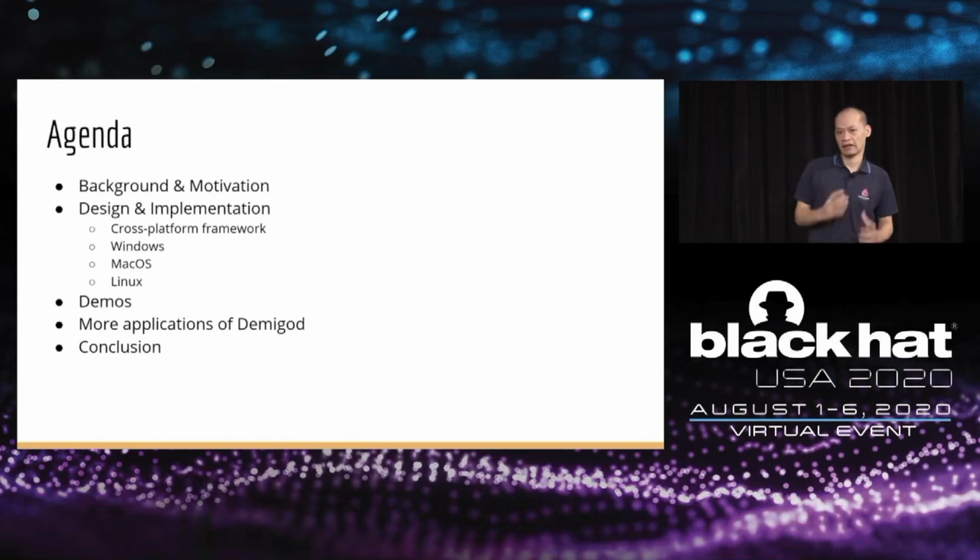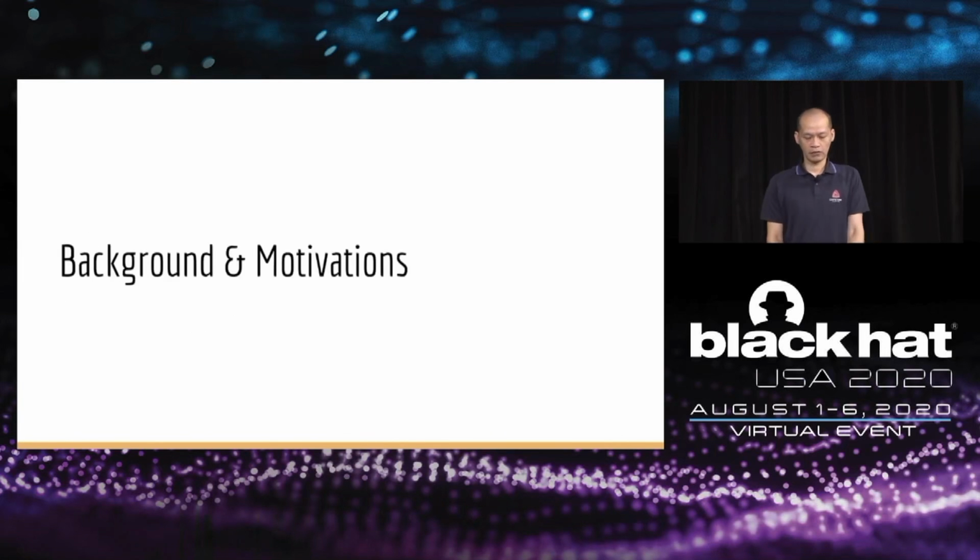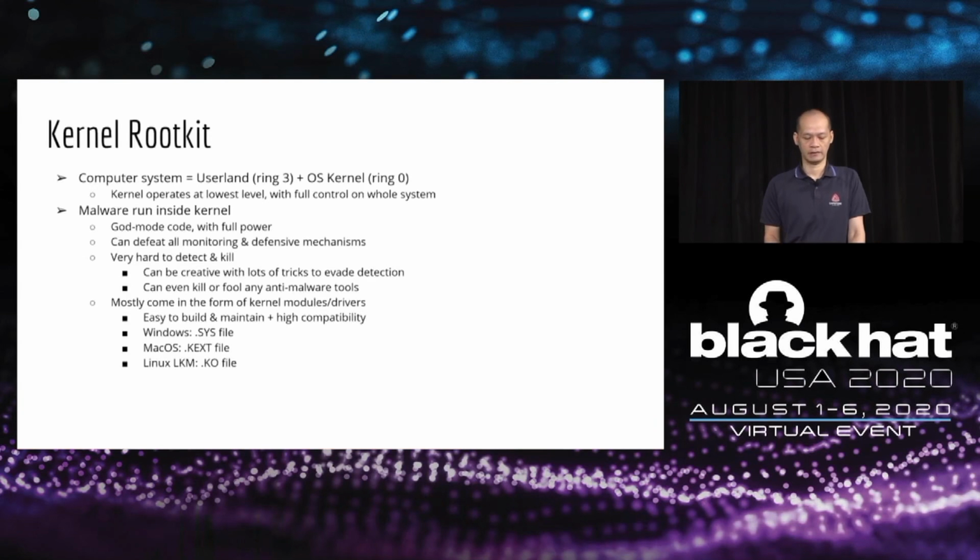Okay, first we look at the background and motivation of Demigod. Okay, kernel rootkit. We know that a computer system consists of 2 main areas with different privileges. The first one is user land, which is ring 3 in x86. The second one is the OS kernel, which is ring 0. So the kernel functions at the lowest level in the system, which has full control of the whole system.